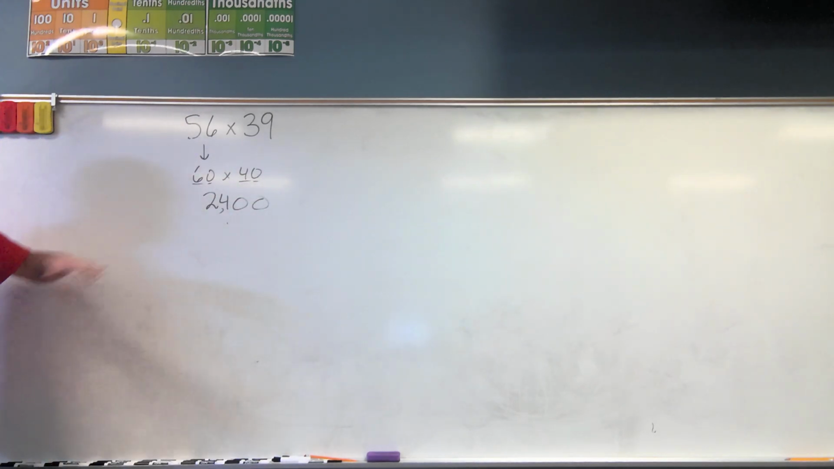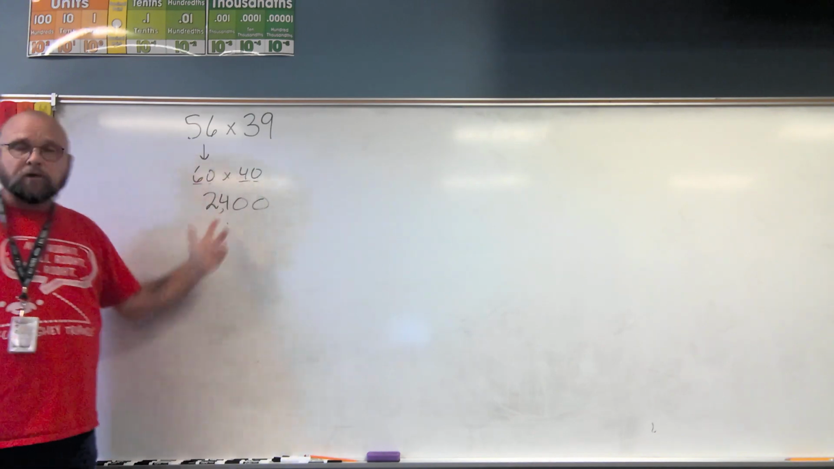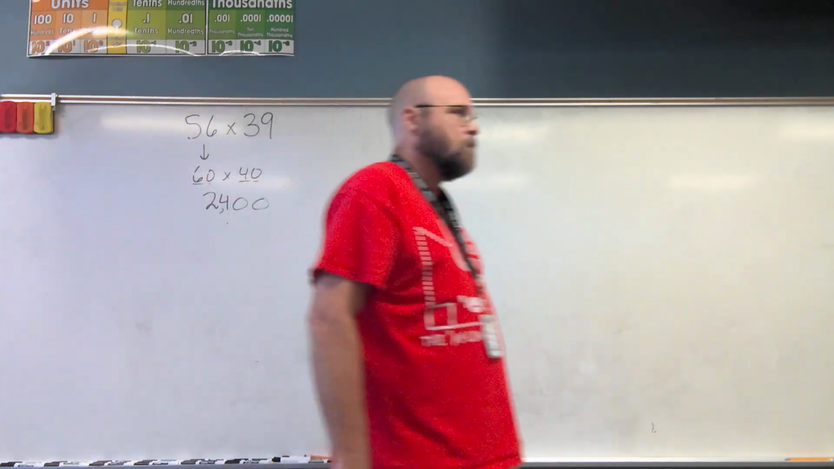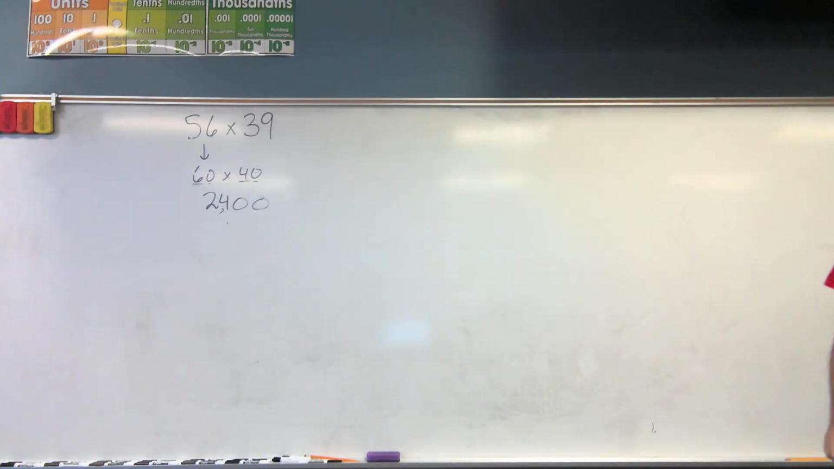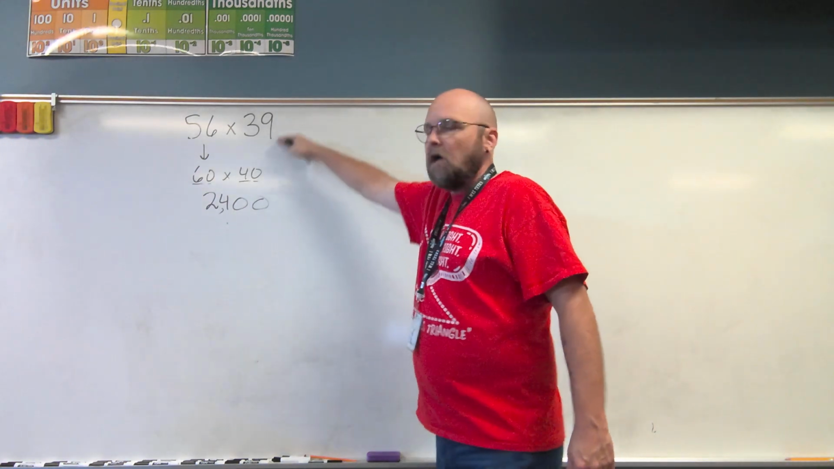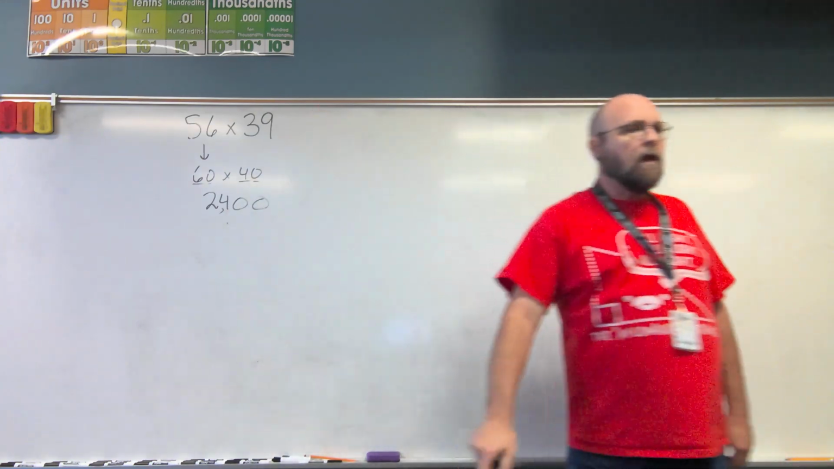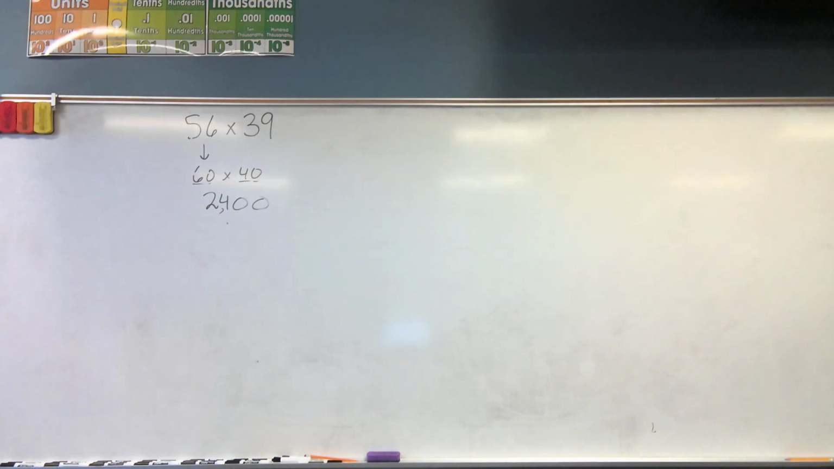To find my estimate, I just needed to know what 6 times 4 was. Then I put the 2 trailing zeros on there. So my estimate is 2,400. My actual answer is going to be less than 2,400 because I rounded these both up. Now I could round them both down and find it'd be lower and our answer would be somewhere in between.